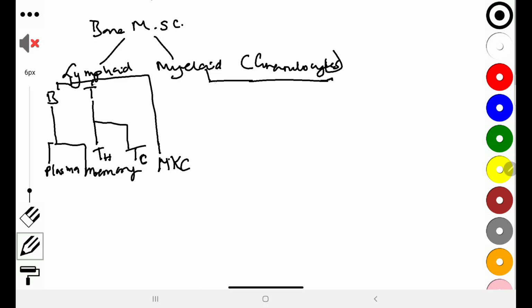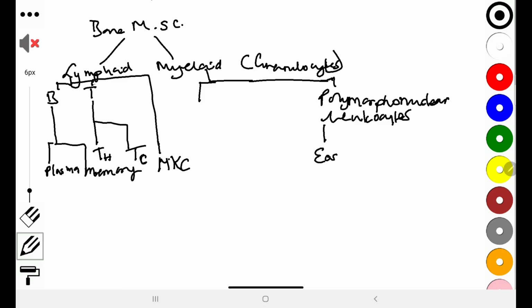First of all, we're talking about a type of cell known as polymorphonuclear leukocytes, and these are the ones that give us the eosinophils, basophils, as well as neutrophils. And then we also have monocytes.